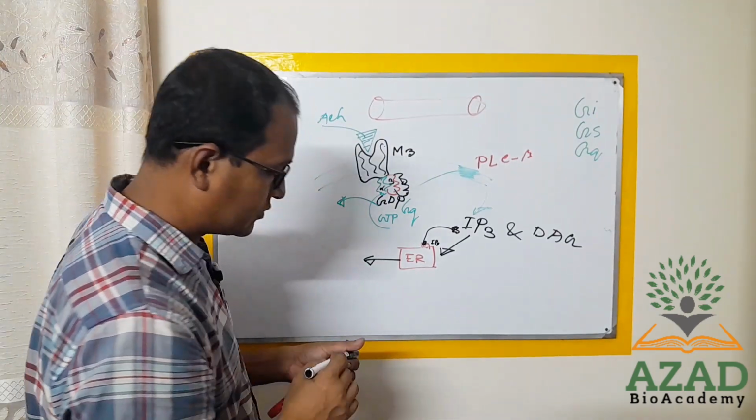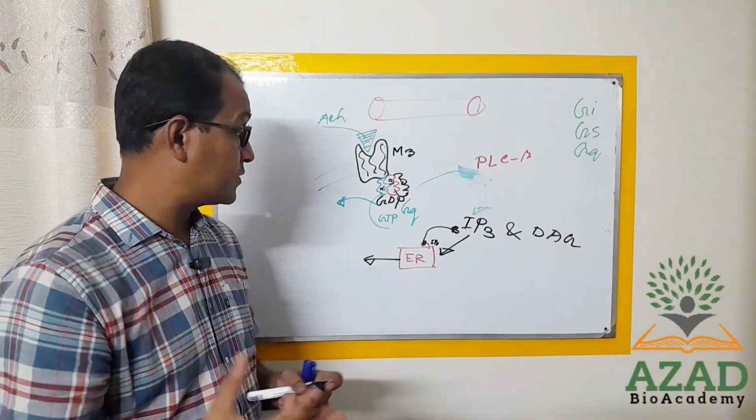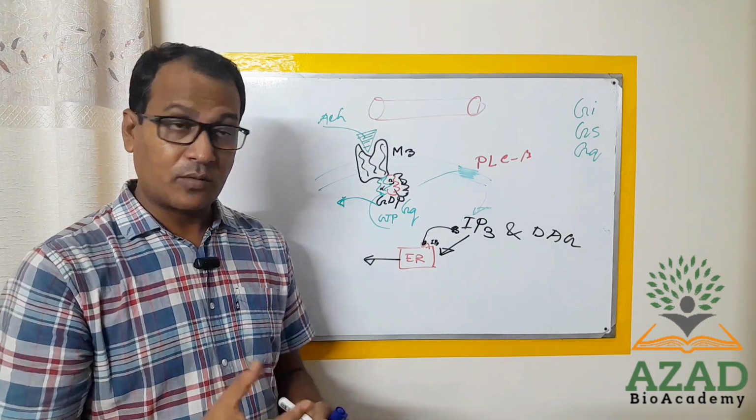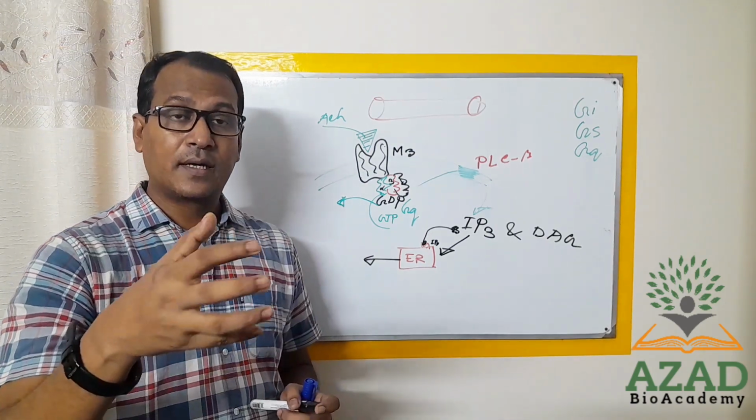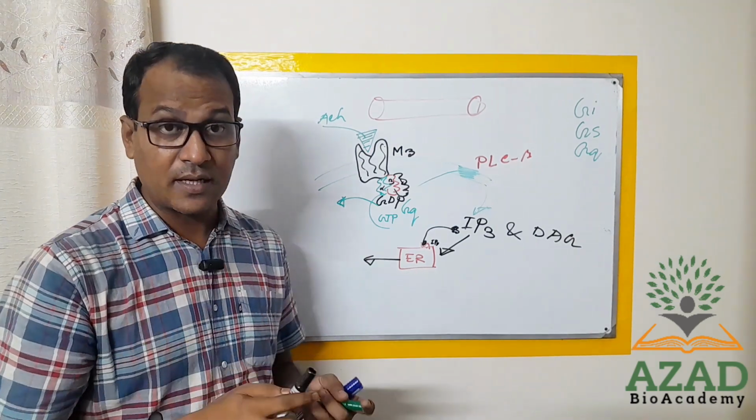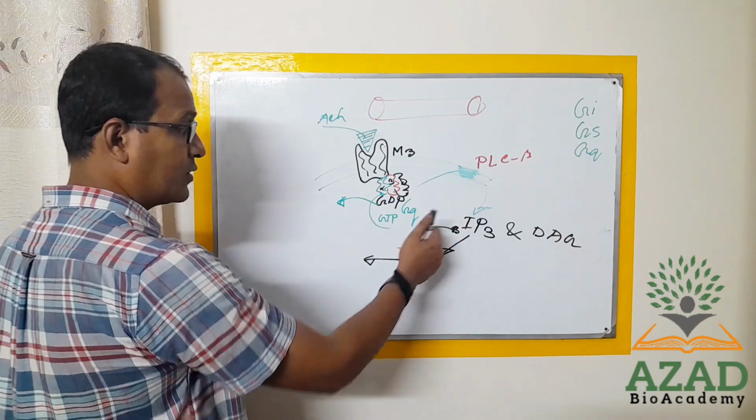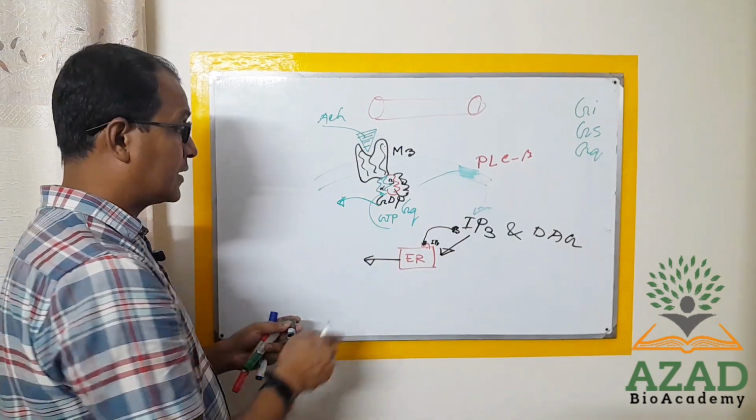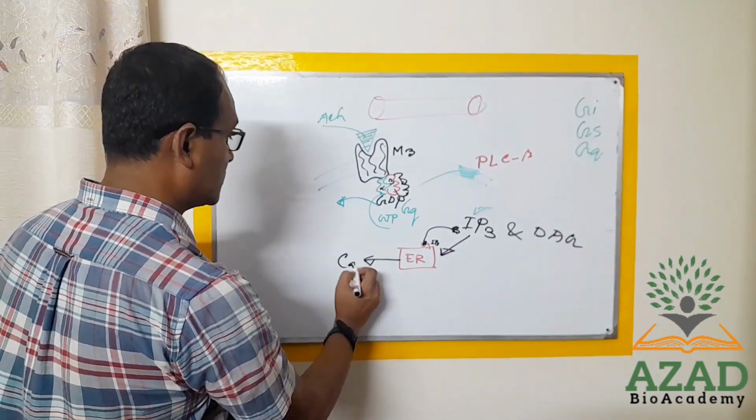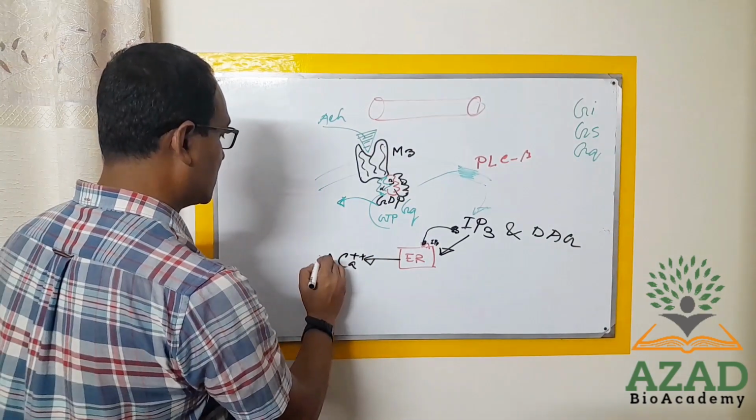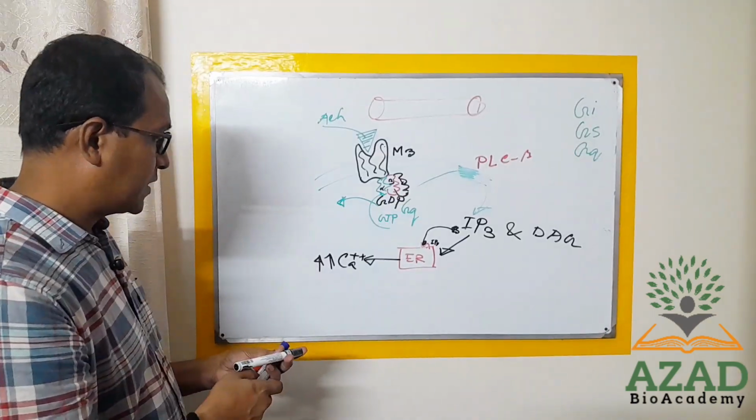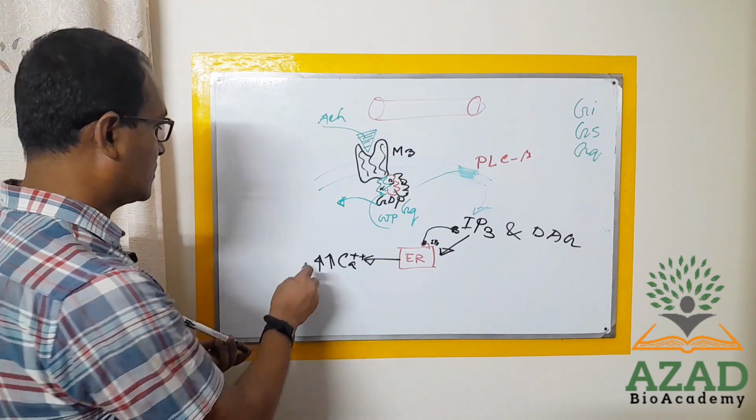The endoplasmic reticulum is basically responsible for post-translational modification, and also responsible for storing intracellular calcium. That means it is the storekeeper of calcium within the cell. So when IP3 activates the endoplasmic reticulum, calcium will come out from the endoplasmic reticulum, and intracellular calcium will increase.